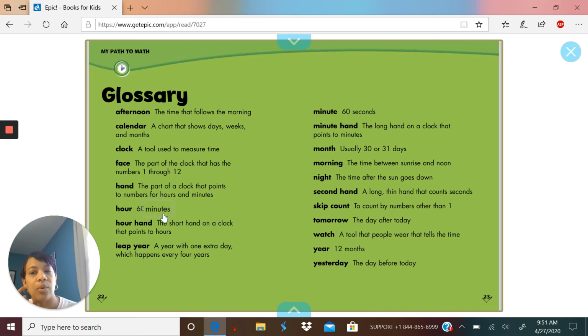We know an hour has 60 minutes. An hour hand is the short hand on the clock. It points to the hours. Leap year, we talked about that. A minute has 60 seconds. A minute hand is the long hand on a clock, and it points to the minutes. We know a month is usually 30 or 31 days. Morning is between sunrise and noon. Night is the time after the sun goes down. The second hand is the thin, long hand, and it counts the seconds.